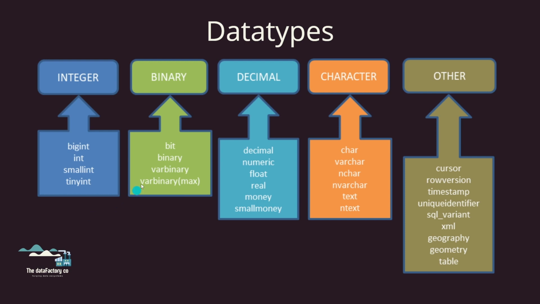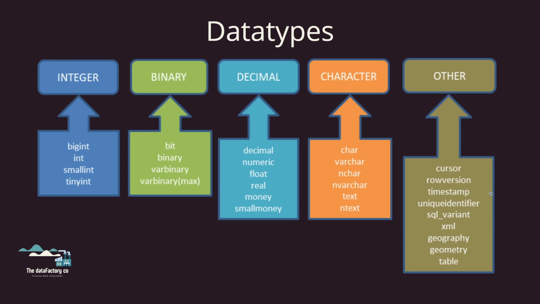In the binary, we have another 4 classifications. For decimal, or rather for storing decimal values, we have 6 types. And for character, we have again char, varchar, nchar, nvarchar, text, and ntext. There are some other data types over here that we will cover in our subsequent episodes.